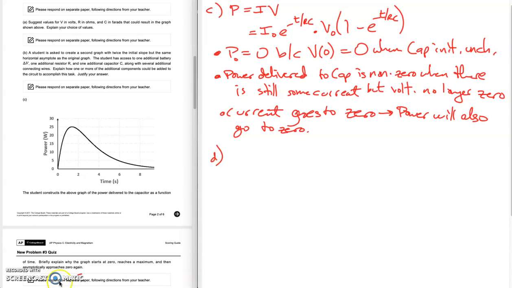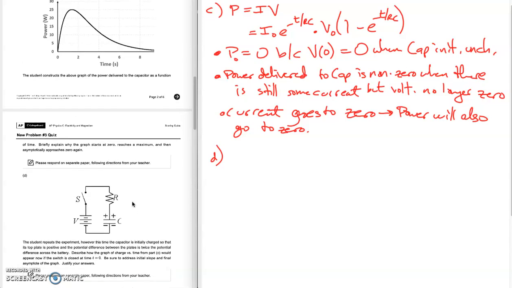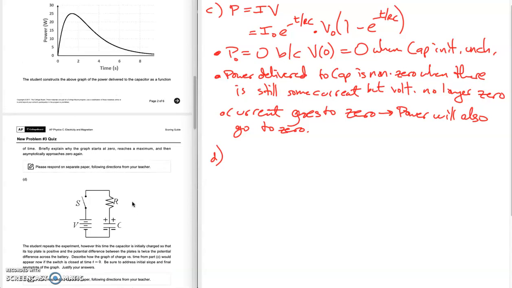All right, part D, and accidentally swiped there. All right, now for part D, we somehow managed to overcharge the capacitor. So now the capacitor, if we hook up a voltmeter here, is equal to 2V. This capacitor is now overcharged. And what's going to happen is it's going to push charge backwards into the battery until these two voltages are equal.